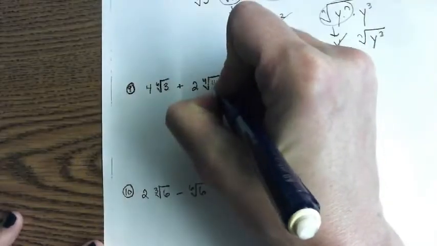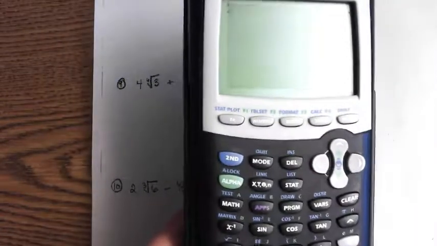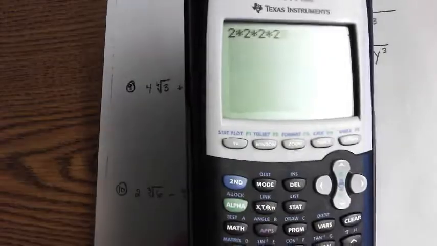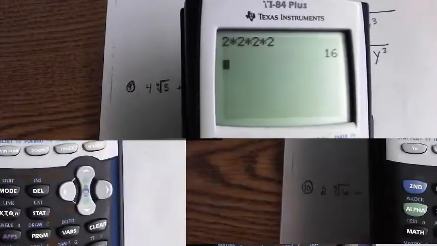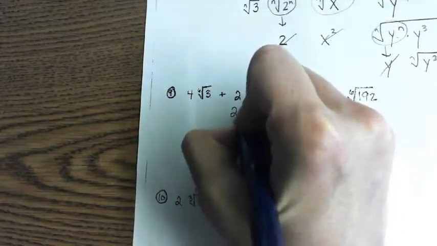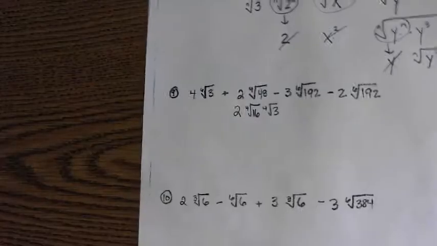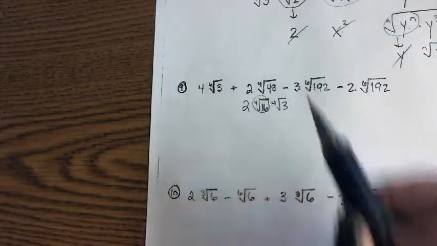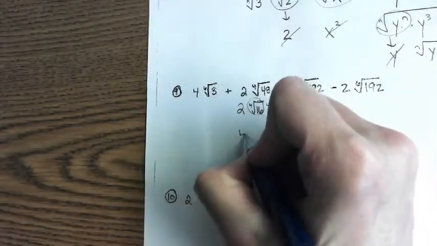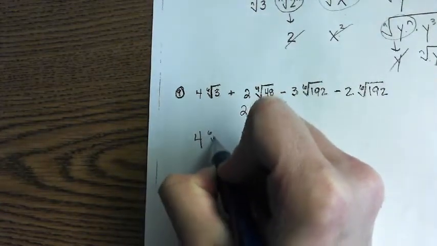But 48, what perfect fourth powers go into 48? I'll check for fourth powers because I don't know them off the top of my head. 2 times 2 times 2 times 2 will give me a perfect fourth power. Does 16 go into 48? Yeah, so I would break that down into 2 times the fourth root of 16, fourth root of 3. And the fourth root of 16 is 2, times that 2 makes you have a 4 fourth root of 3. Here's 4 sixth root of 3.